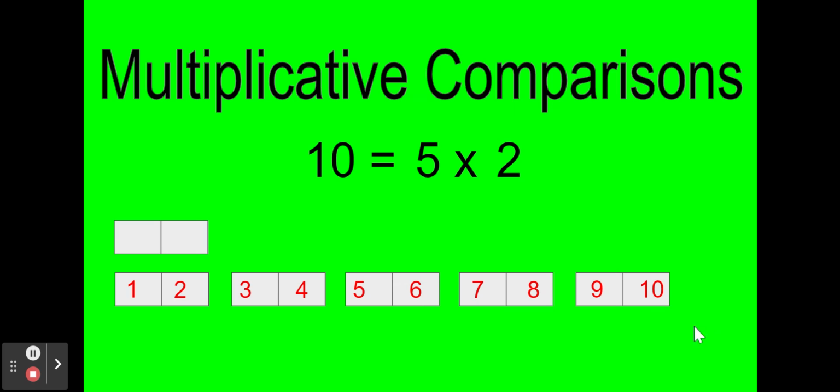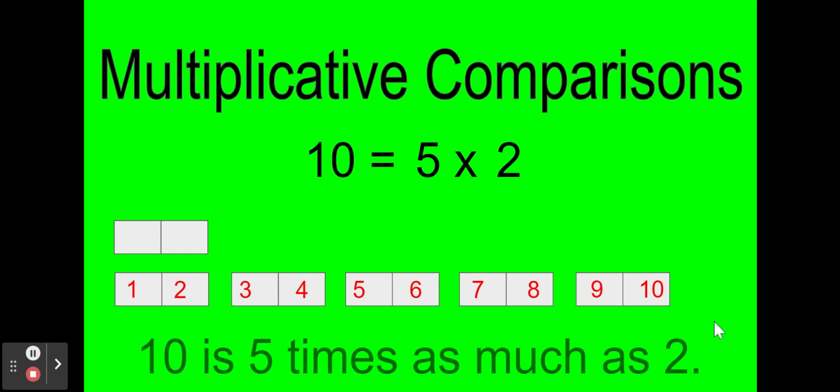So if I want to write this as a multiplicative comparison, all that means is that I'm going to be writing it with words that match this number sentence. So if I have 10 equals 5 times 2, the multiplicative comparison looks like this. 10 is 5 times as much as 2. So 10 matches the first part of the sentence, right? Is matches the equal sign. So the equal sign means is.